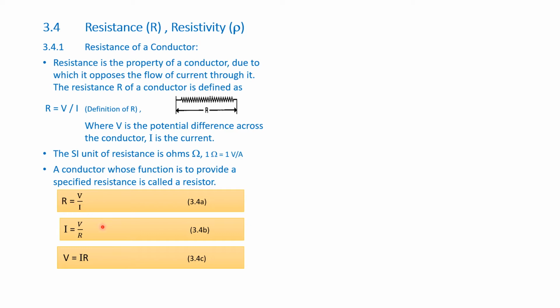Similarly, we can write for I also. If we bring I to the left hand side and R in the denominator, we can write I is equal to V by R. So, resistance, voltage and current are related by the equation R is equal to V by I, equation 3.4a, and I is equal to V by R, equation 3.4b, and V is equal to IR, 3.4c. These relationships are also used extensively in solving circuit problems.